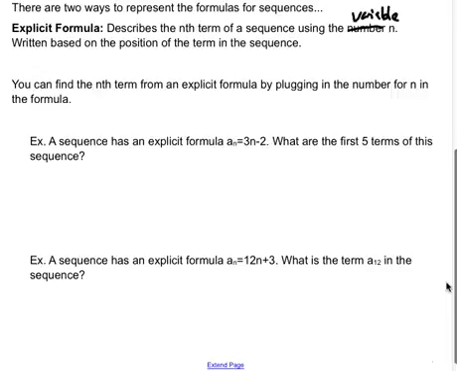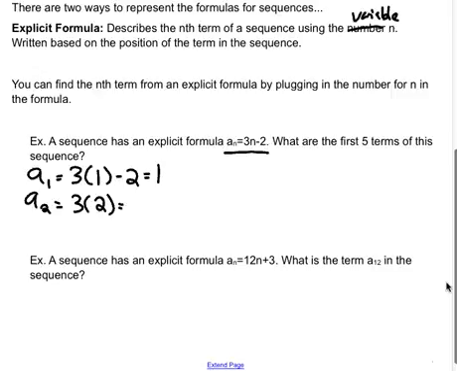So all you have to do, if you have an explicit formula and you're being asked to find a specific term, is plug in what the position is. So here, a sequence has an explicit formula of 3n minus 2. What are the first 5 terms? Well, the first term, I'm literally just plugging in 1 to that formula. 3 minus 2 gives me 1. If I want the second term, I'm just plugging 2 in.